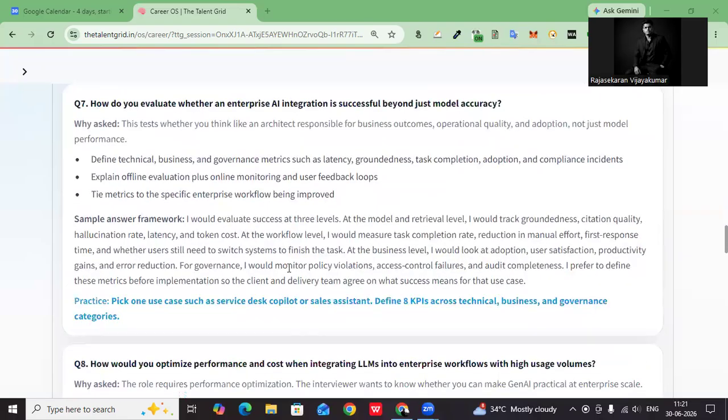Okay, let's come to the next point. The next question is, how do you evaluate whether an enterprise AI integration is successful beyond just model accuracy? Yeah, this is a more interesting question, Devanshu.